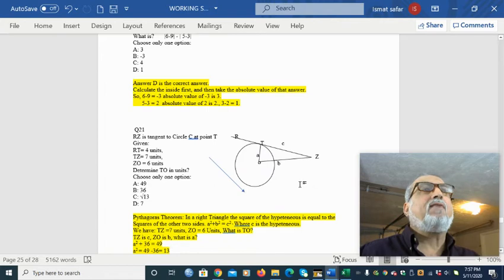So we have a question today, a problem today. What is the c here? How much is this, T to Z? T to Z is how long? From here to here, how long?